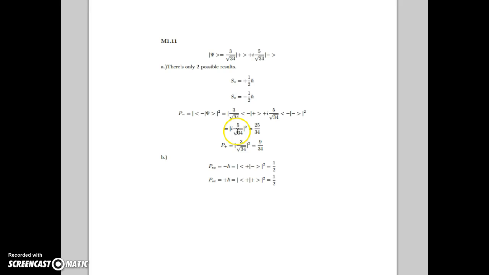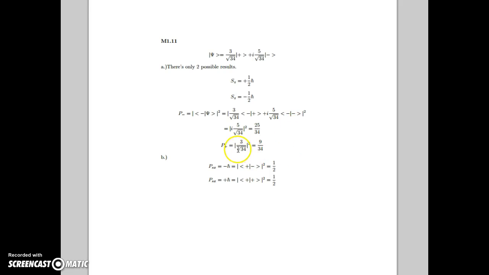When you find the square root of this, you get this, and it would be negative 25 over 34, since i squared is negative 1, but the absolute value makes it positive 25 over 34. And then when you want to find the probability of getting a positive spin, it's the same thing, only back up here, this would be positive, and this would be positive and negative.